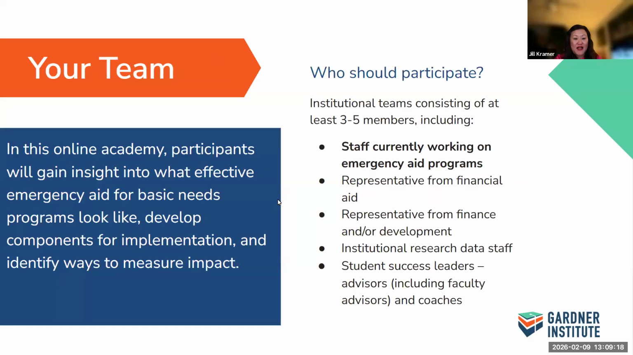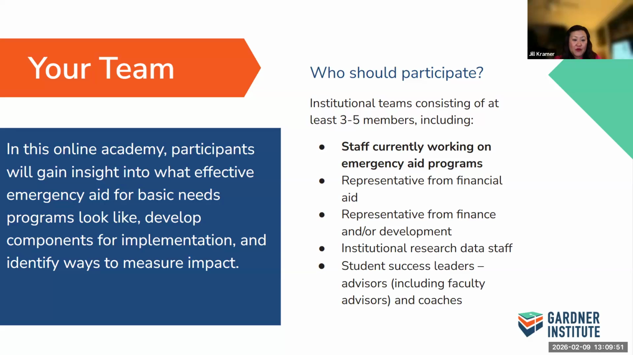So your team, I know that some of you have teams here on this call, but who should participate? We ask that you have 3 to 5 members that go through this academy, and that usually makes up a pretty effective team. And we ask that the individuals come from areas that have or touch emergency aid on your campus or will touch emergency aid operations on your campus. So this could be staff that are currently working in emergency aid programs. Again, it could be a food pantry or advising.